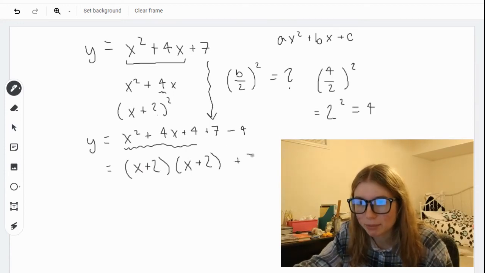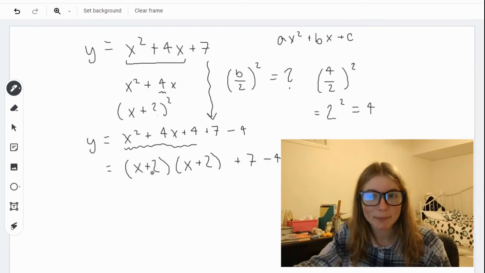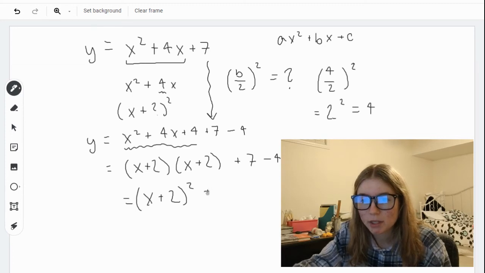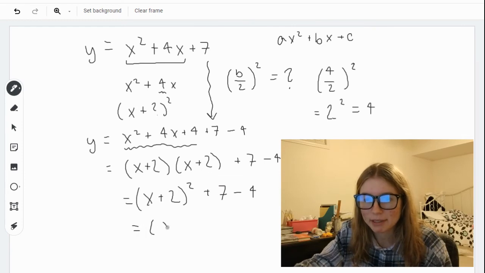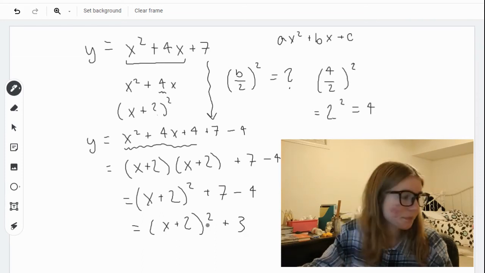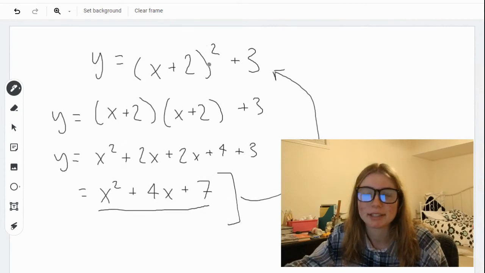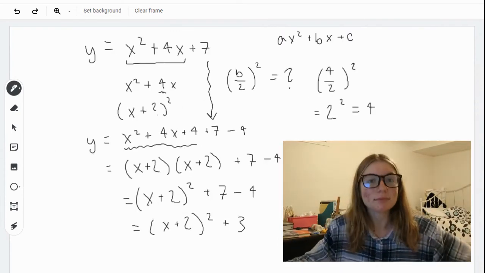Then we're keeping our plus 7 minus 4. And of course you can see that that is x plus 2 squared. So you've got x plus 2 squared plus 7 minus 4. And we can simplify that to x plus 2 squared plus 3. And if we go back and check, that is the equation that we got before.